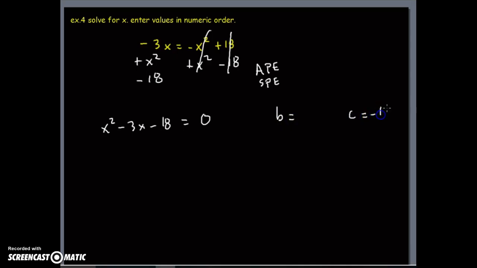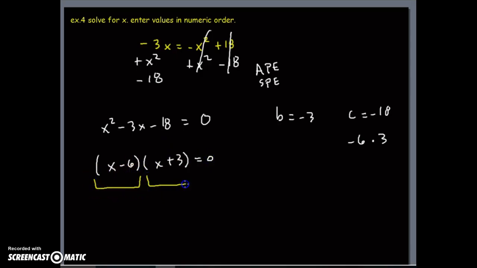So two numbers that multiply to negative 18, but they add up to a negative 3: negative 6 and a positive 3 multiply to a negative 18, and when we add these numbers together, we get a negative 3. So those are going to be our two factors. So x minus 6, x plus 3 equals 0. And now we've got our two factors.